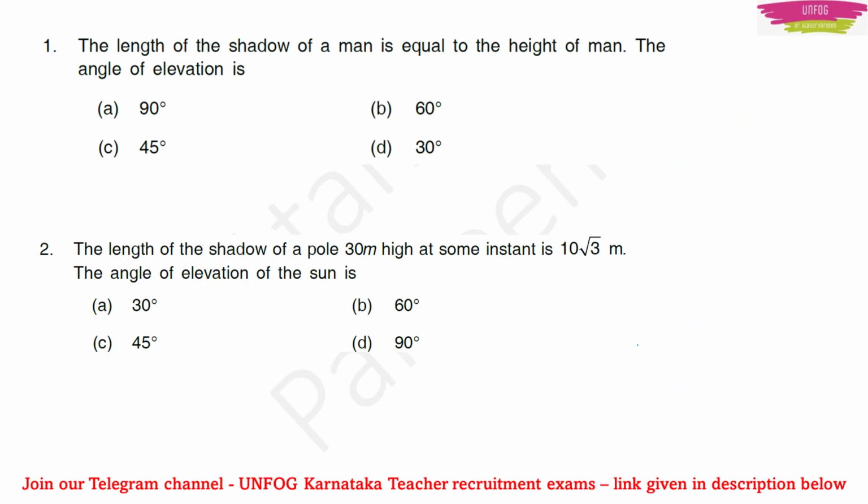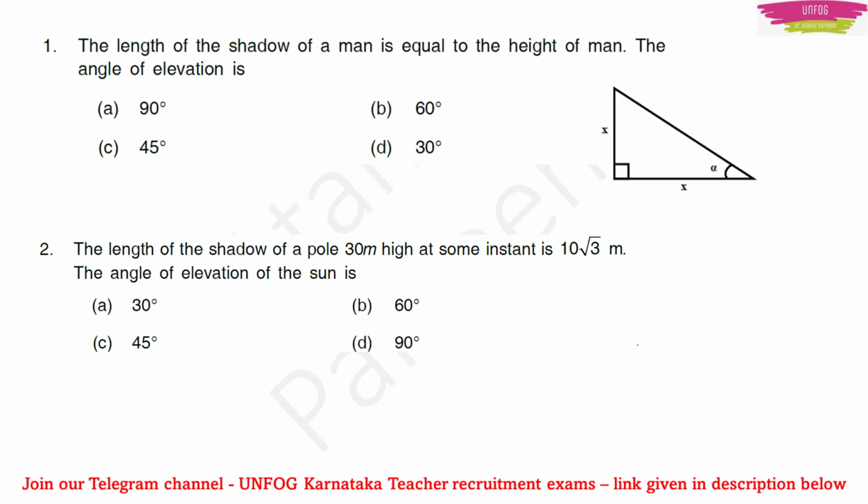First question. The length of the shadow of a man is equal to the height of the man. The angle of elevation is. So you have to imagine the triangle first. Then only it will be easy for you to solve the problem. Okay.